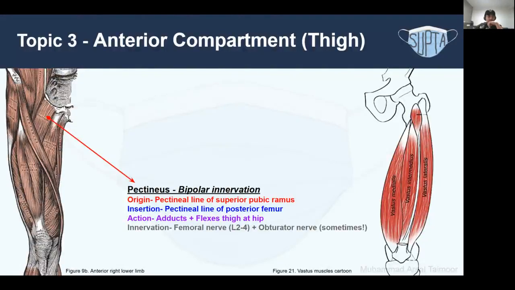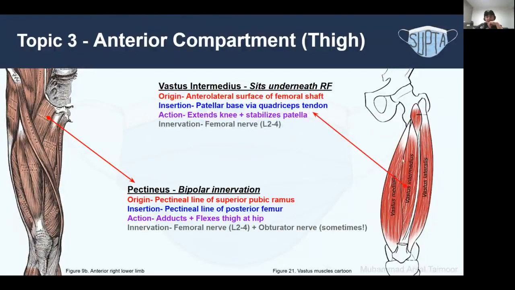Makes sense, right? Because it goes more anteriorly, because the pubis is anteromedial, and then it inserts onto the femur posteriorly. So it will pull it and bring it up, and then adduct as well, because people sort of debate whether it's the anterior or the medial compartment. It sort of is a bit of both, so it adducts and also flexes. And it also has dual innervation, or sometimes can have dual innervation, because you have the femoral nerve, which mainly supplies it most of the time, but it can get supplied from the obturator nerve.